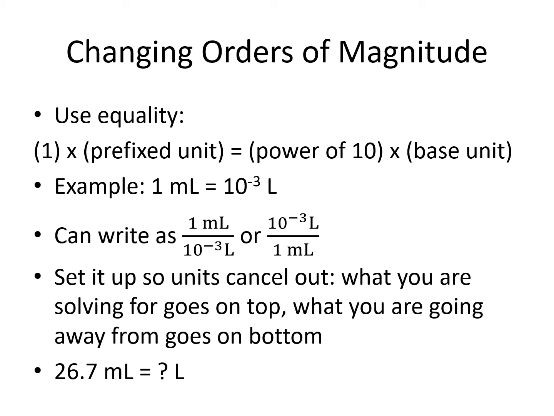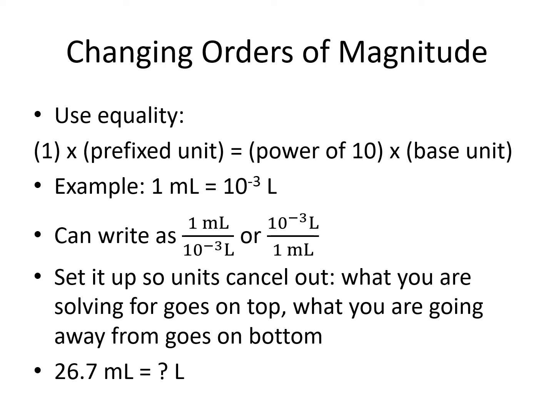To write the equality that relates milliliters and liters, I will write 1 times my prefixed unit of milliliters equals 10 to the minus 3 times my base unit of liters. I chose 10 to the minus 3 because that power of 10 corresponds to the prefix milli. Essentially, milli and 10 to the minus 3 can stand in for each other. They mean the same thing.